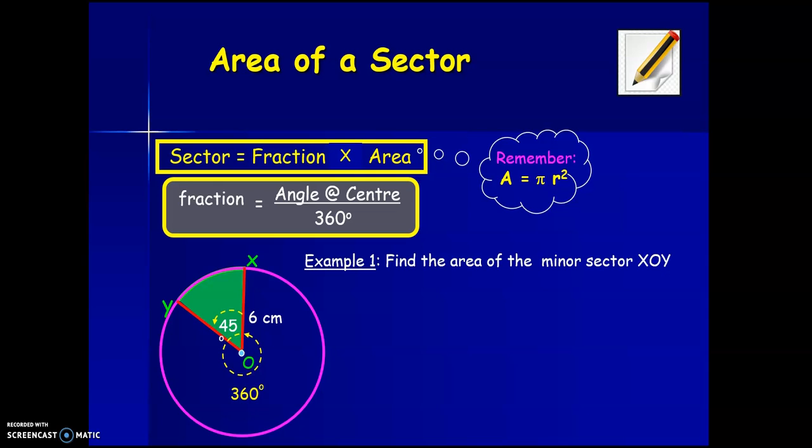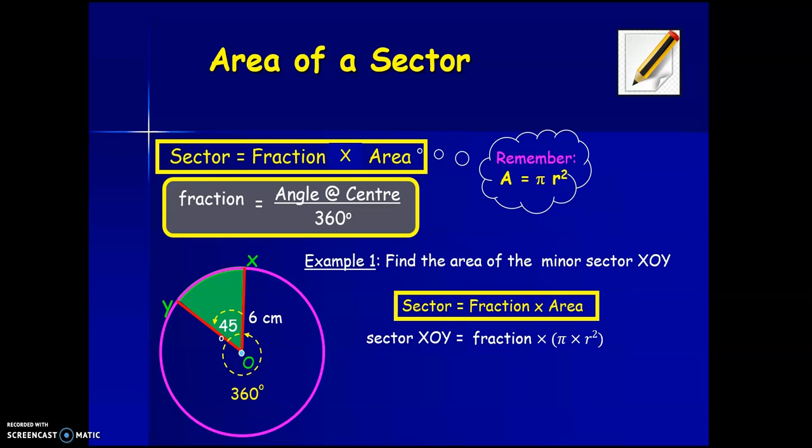So let's look at an example. We're asked to find the area of the minor sector XOY in a circle with a radius of 6 centimetres and an angle at the centre of 45 degrees. So our sector formula is sector equals fraction times area. So sector XOY is our fraction times pi r squared. If we put the values in, that will be 45 divided by 360 times pi times the radius of 6 squared. And we get an overall answer of 14.1 square centimetres when we put that into the calculator.